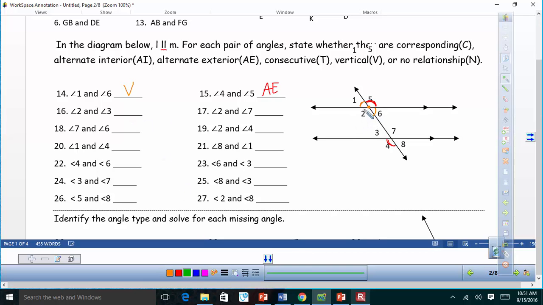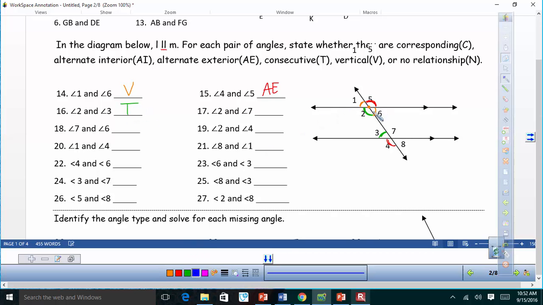Okay, 2 and 3. So 2 is here, 3 is here. Are these corresponding? No. Are they alternate interior? Alternate exterior? Consecutive? Okay, consecutive. Very good. Both on the inside of the parallel lines and on the same side of the transversal. So both of these are on the left-hand side of the transversal. So you put T for consecutive.